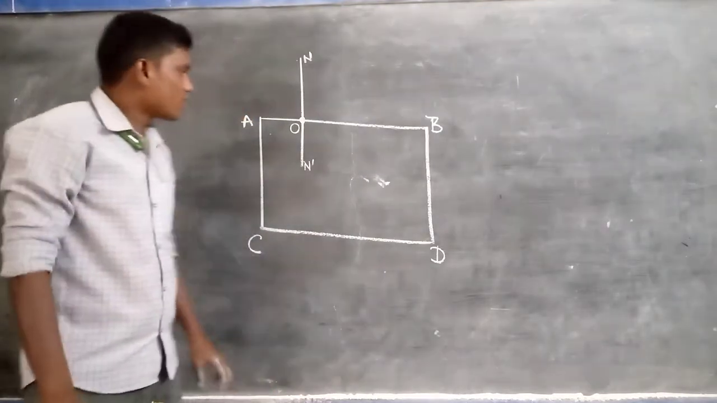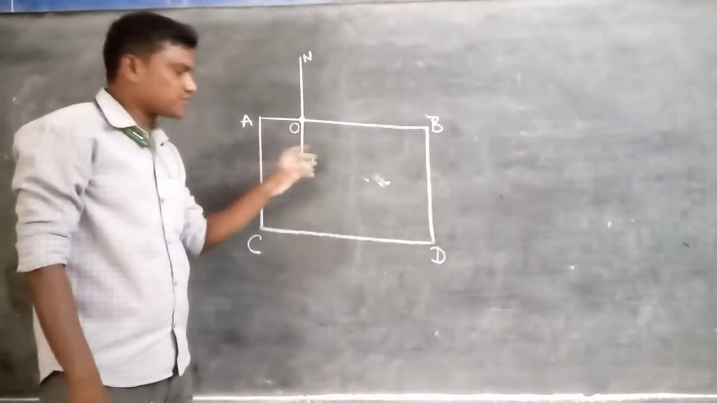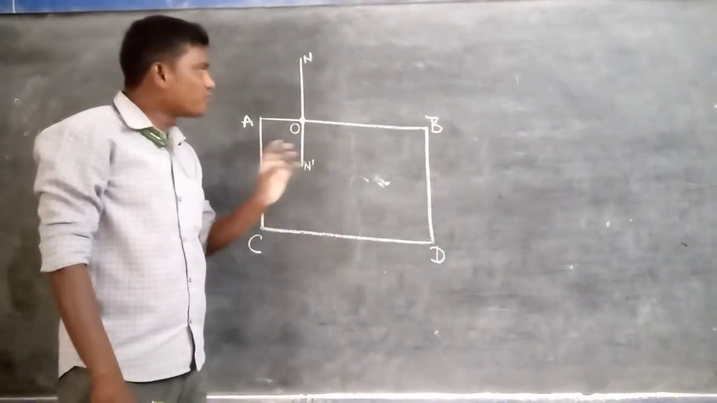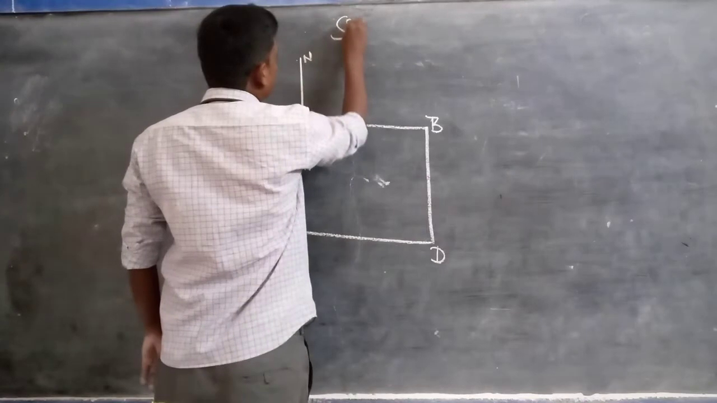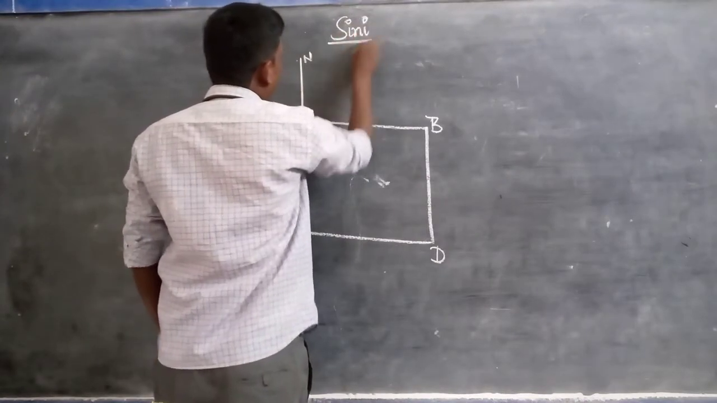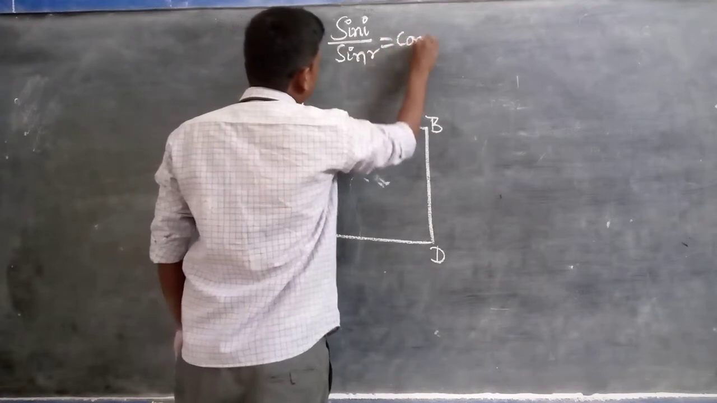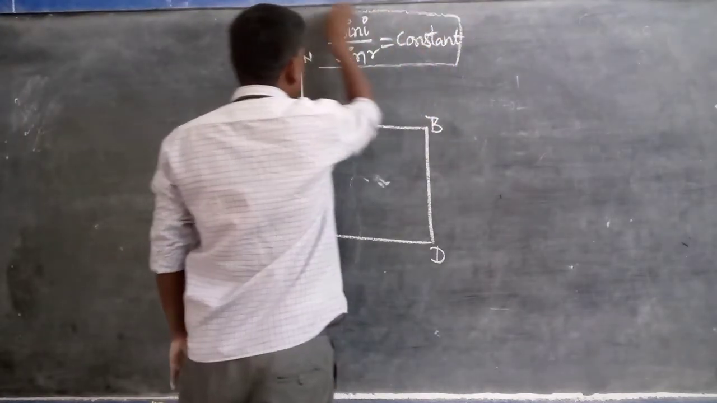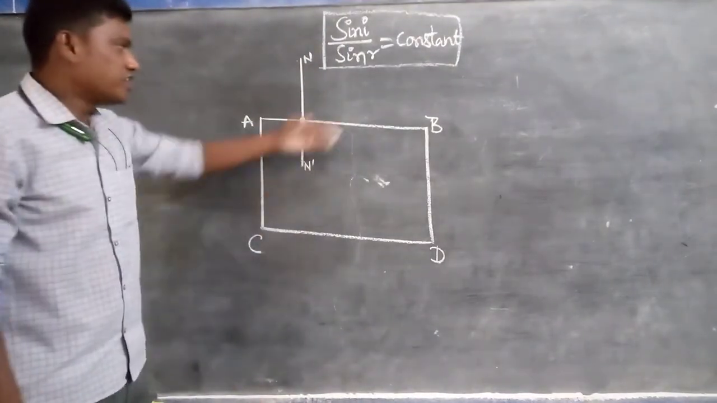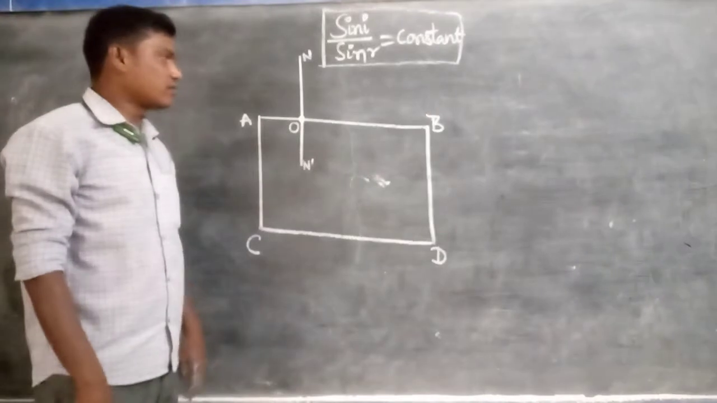So listen, we do this experiment like the previous one, to find that sin i by sin r is equal to constant. Sin i upon sin r is equal to constant. This we proved experimentally initially with the semicircular glass slab, and also I proved it with the rectangular glass slab.